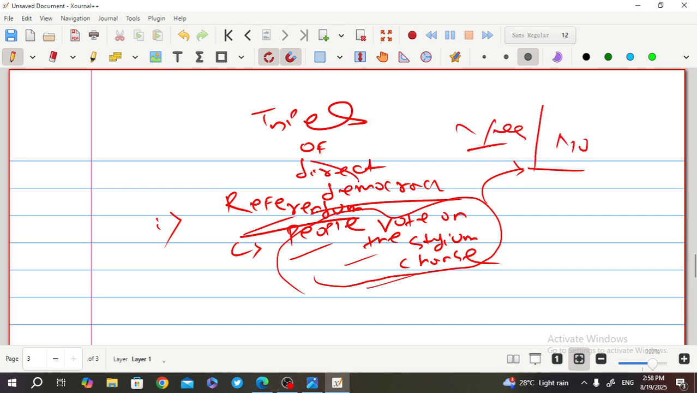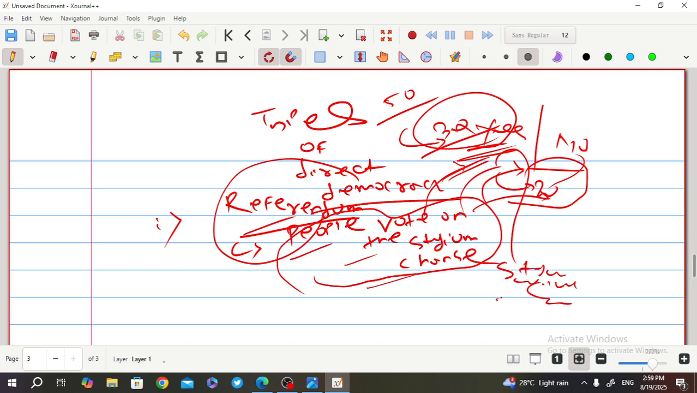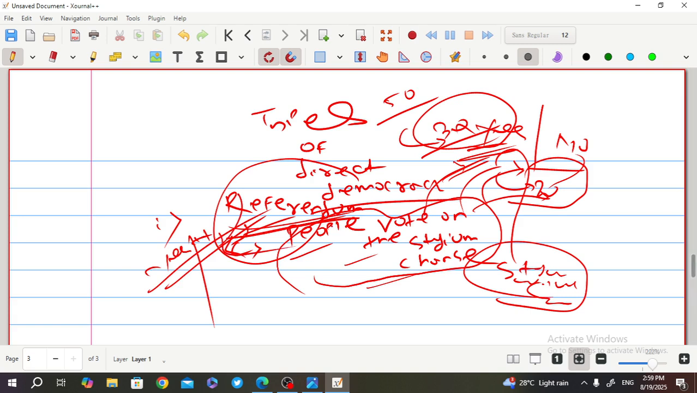In a referendum, some people say yes, let the stadium change. Some people say no, don't let the stadium change. Let's say there are 50 people, and 30 say yes, change the stadium, while 20 say no. Then the majority is 30, which means the stadium will be changed. This is the referendum. Referendum means what is your take: yes or no? This exists in direct democracy.